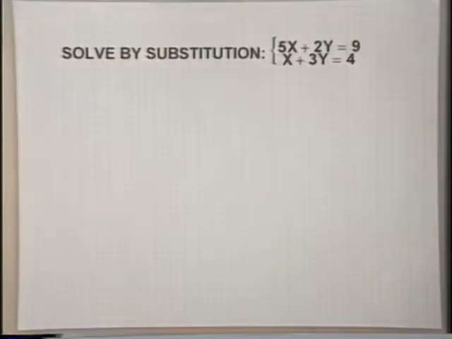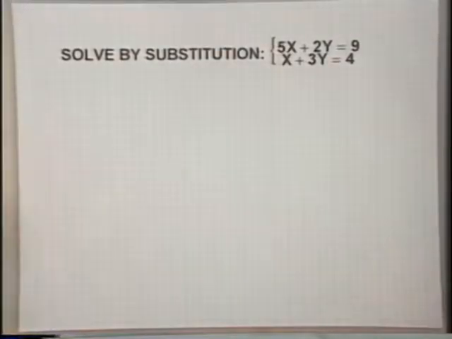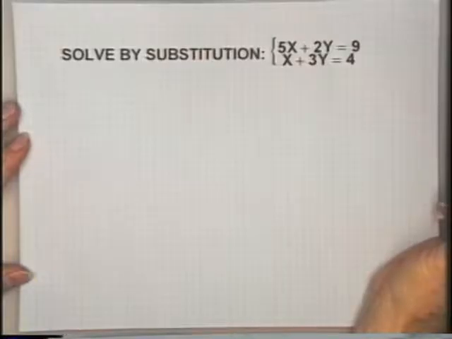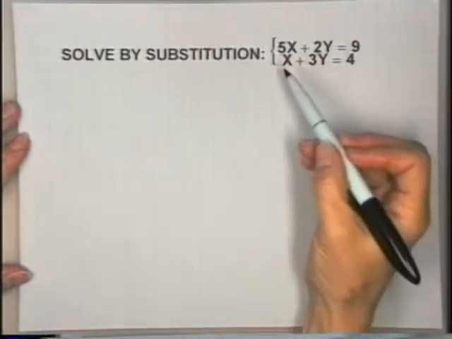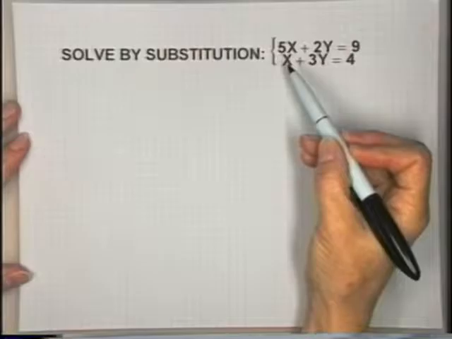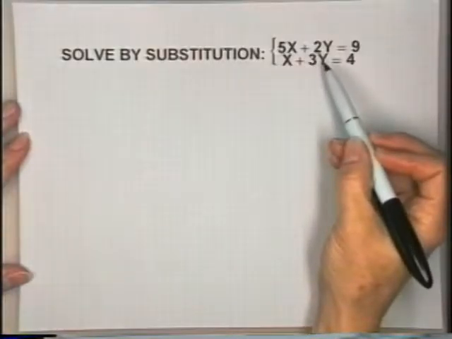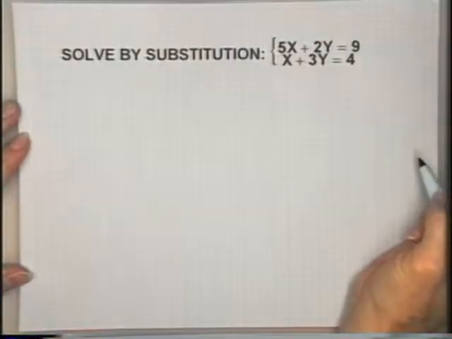Solve by substitution. I have the system 5x plus 2y equals 9 and x plus 3y equals 4. What I'm going to do is to look at these equations and see if one of these variables might be easy to solve for. And usually what I'll look for is, is there a variable with a coefficient of 1? And I do see one right here in the second equation. That means it will be very easy to solve for this x in this second equation, because all I will have to do is subtract this term to get it to the other side of the equation.